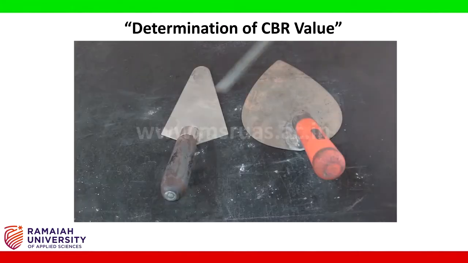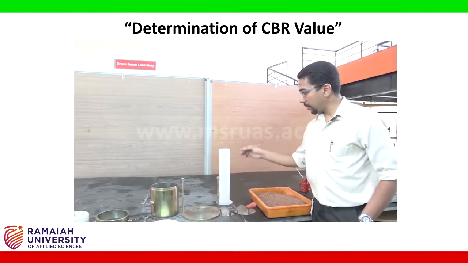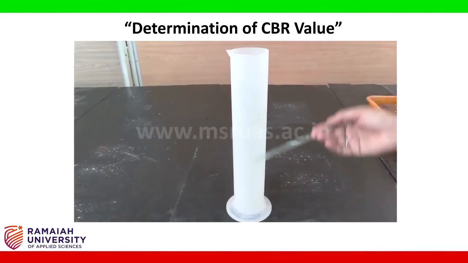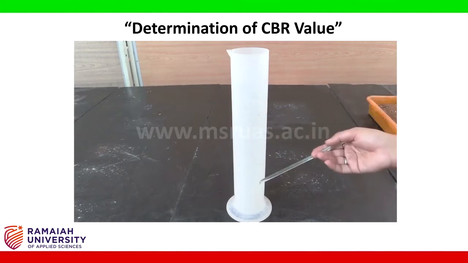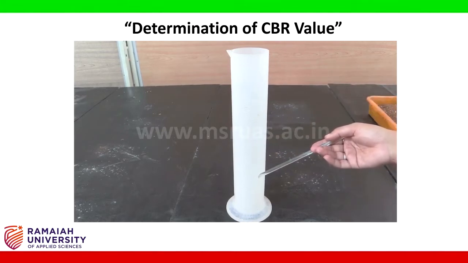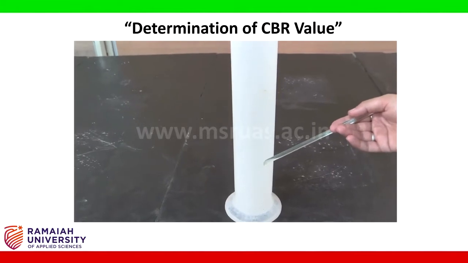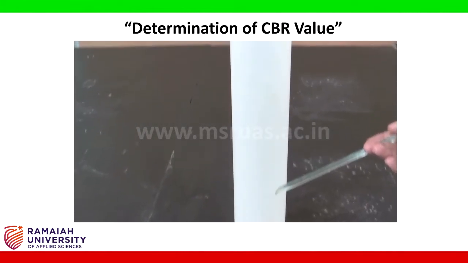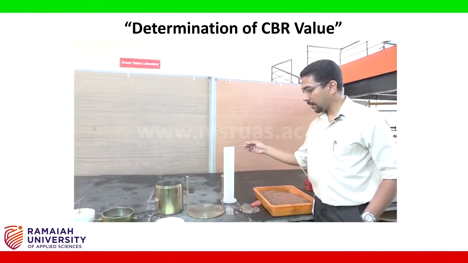Trowels. These are the trowels that are required to mix the soil with the water before we cast the specimen. Measuring cylinder. This would be the 1000 cc measuring cylinder, which is required to measure the water before we mix it with the soil that we have taken.